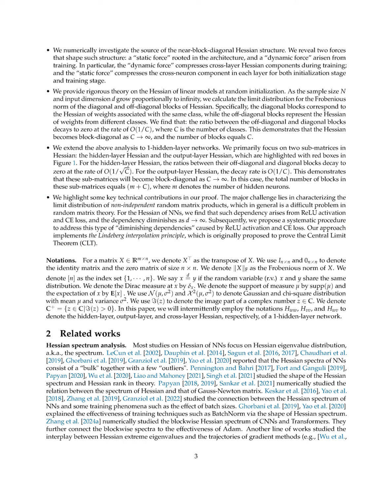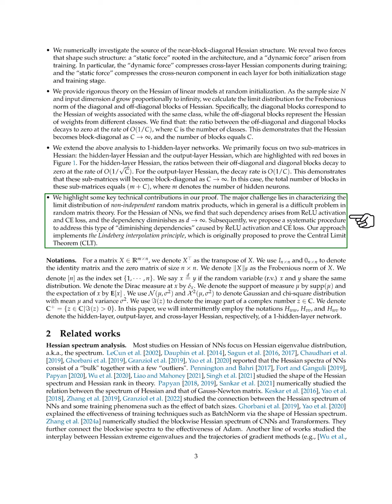Section Summary. In this section, we explore the near-block diagonal structure of the Hessian matrix in neural networks, identifying 2 key forces: static, related to architecture, and dynamic, arising from training, that shape this structure. We provide a rigorous theoretical analysis demonstrating that as the number of classes increases, the off-diagonal components of the Hessian diminish, reinforcing the block diagonal nature, which has significant implications for understanding training dynamics and optimizing neural network performance.